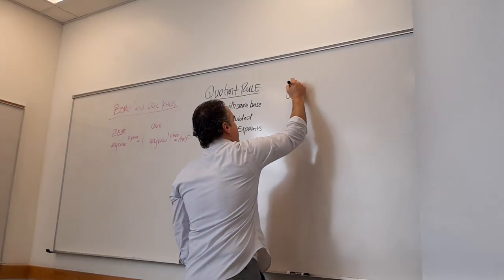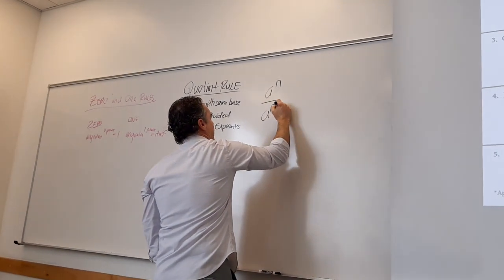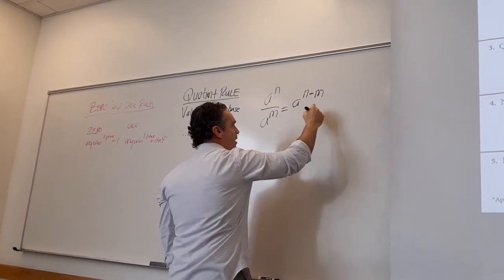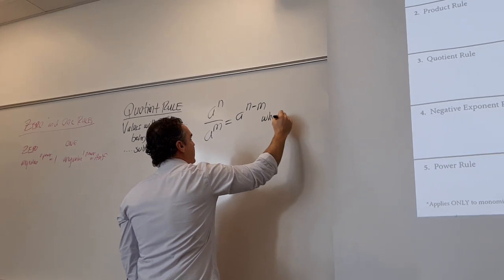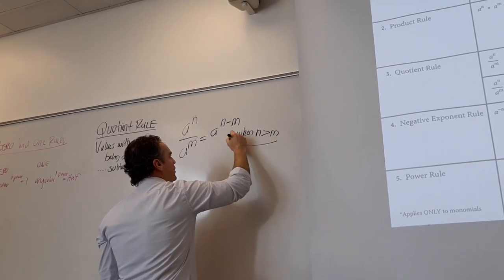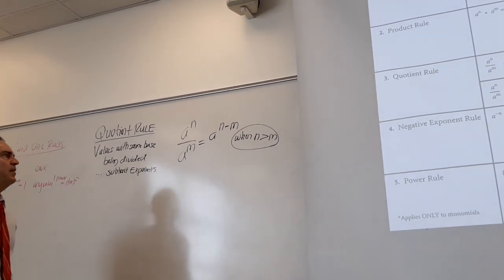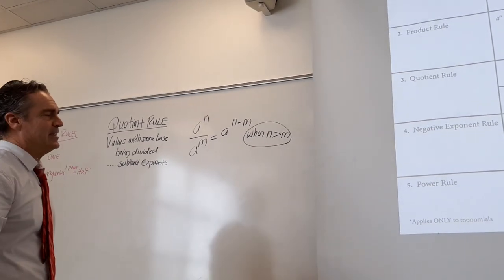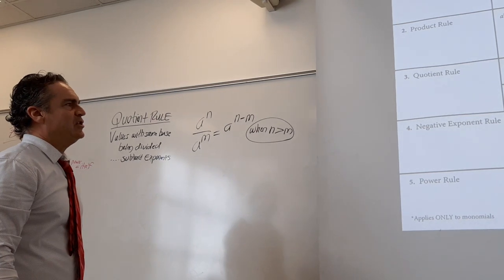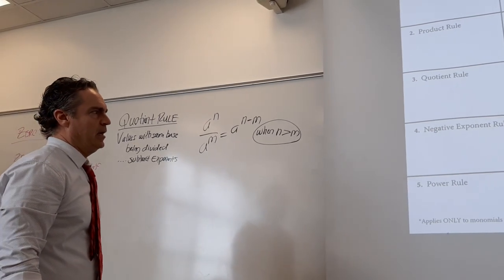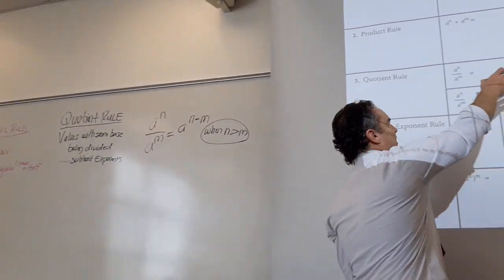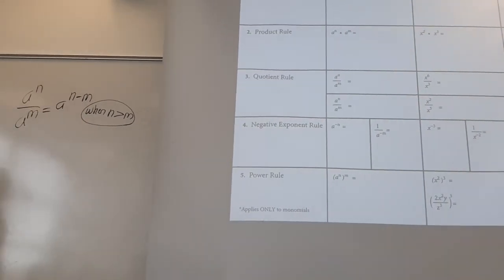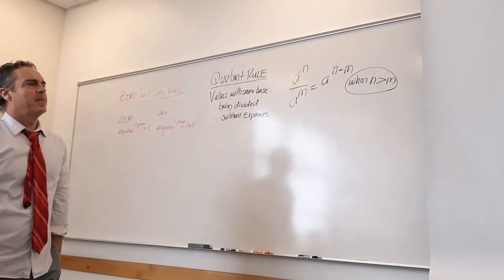Hypothetical: a to the n over a to the m equals a to the n minus m. But I want you to write when n is greater than m and circle that. A to the n over a to the m equals a to the n minus m when n is greater than m. And that all goes right here. A lot of n and m going on, right? Tongue twisting and brain teasing and all that stuff.